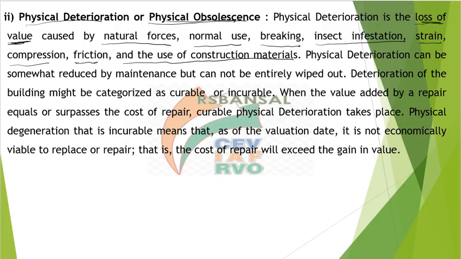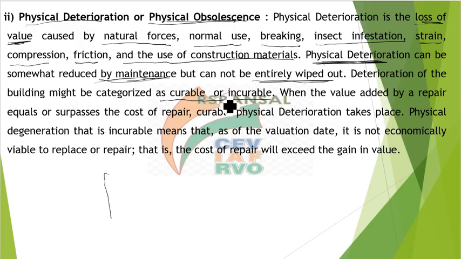So what can we do? We can reduce physical deterioration. How can we reduce physical deterioration? By maintenance. But remember, you cannot entirely wipe it out. And then there are two types of physical obsolescence: one is curable and the other incurable. So what is curable and what is incurable?